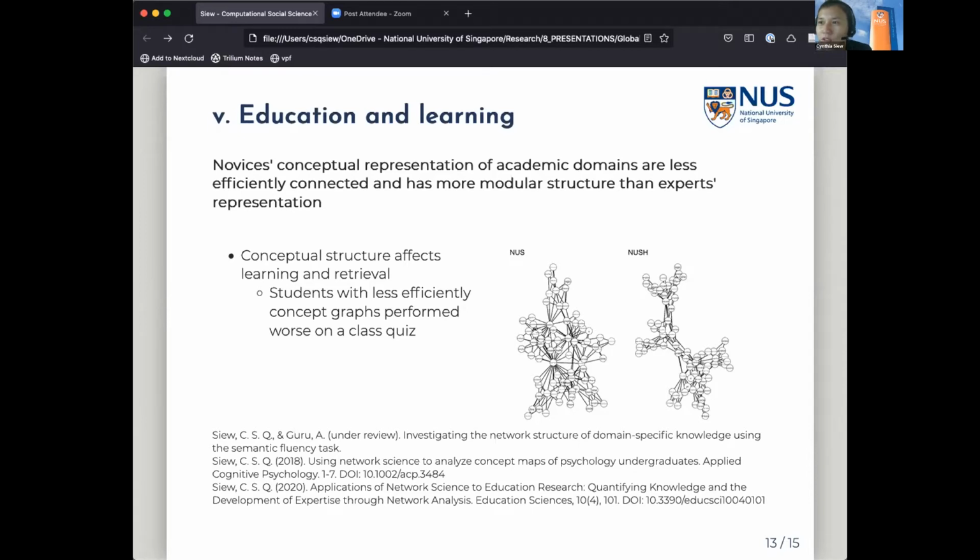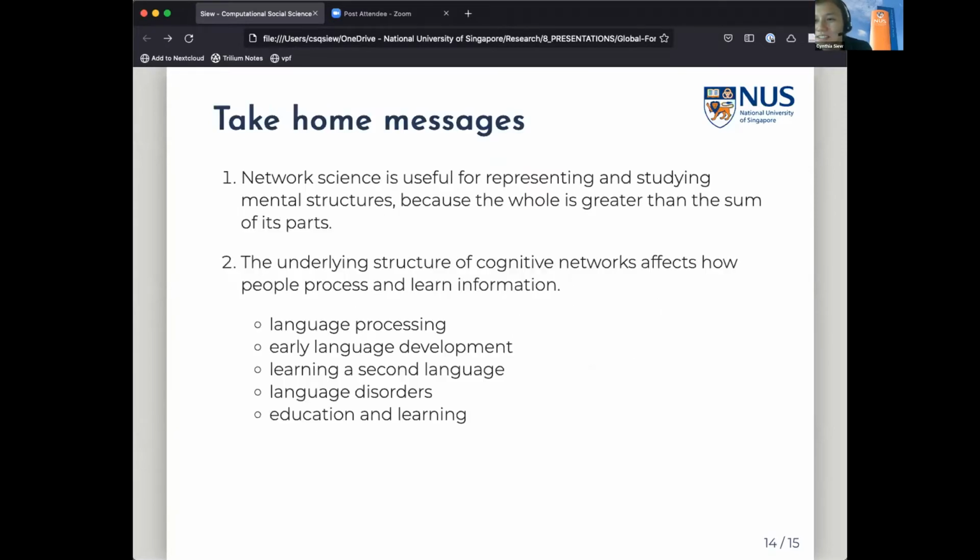I think that has implications for thinking about how we can optimize the trajectory from novice to expert, and think more carefully about what the implications of this structure are for learning, for retrieval, for being a creative problem solver of the future, right? Okay, so I think that's it from me.